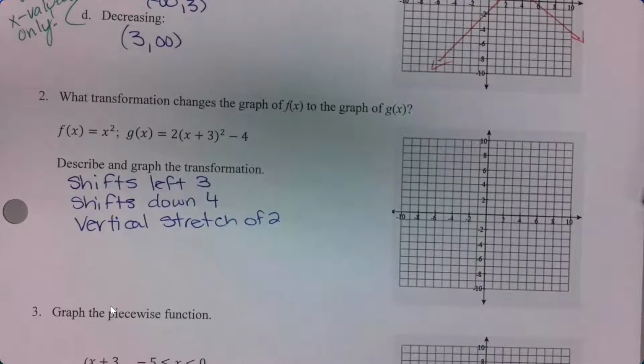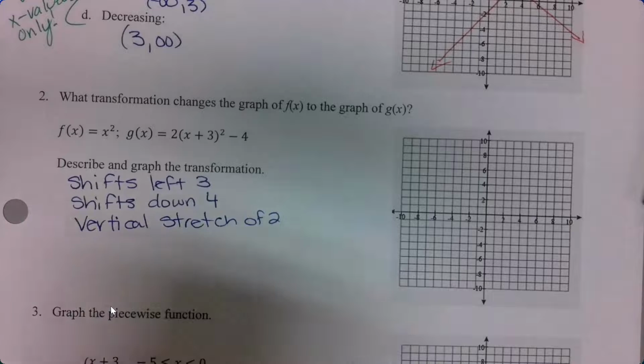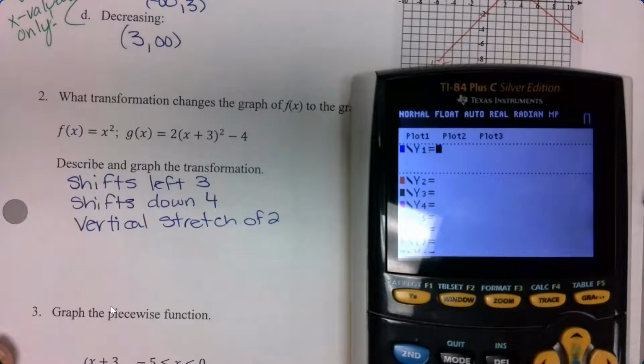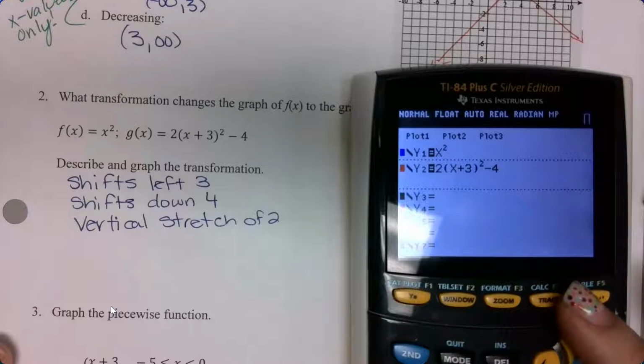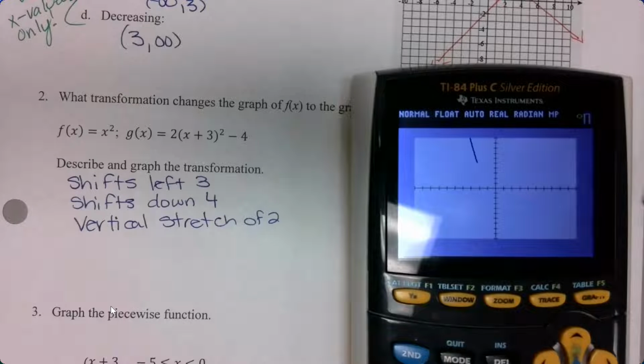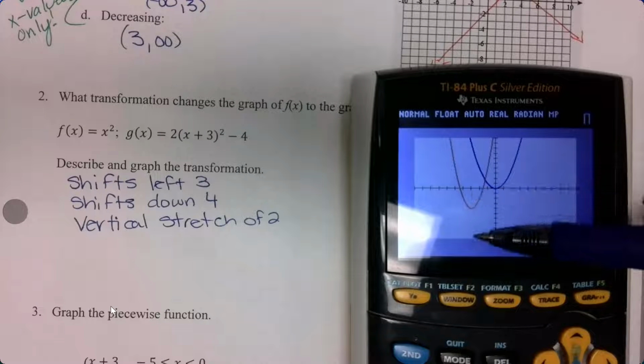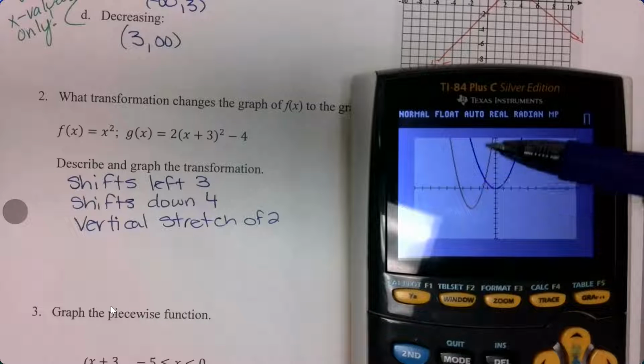Then I want to go ahead and graph these. I am going to graph on my calculator. X squared, and then this one is 2 parentheses x plus 3 squared minus 4. I'm going to wait for these to graph. Okay, so if I couldn't tell by looking at the equation, I could also graph to look at the differences. This vertex is moved over 3 to the left, down 4. And then it's skinnier, so that gives it a vertical stretch.